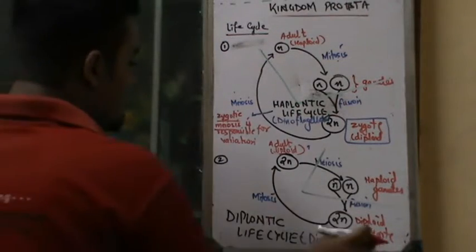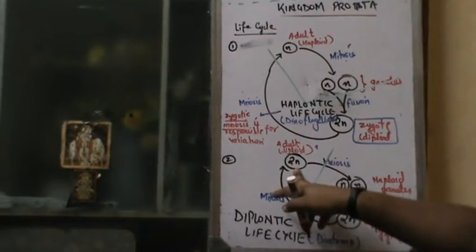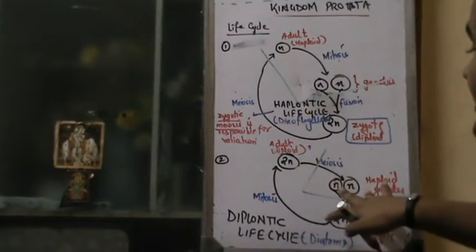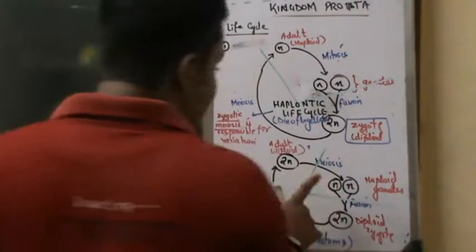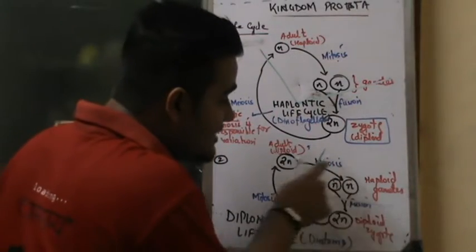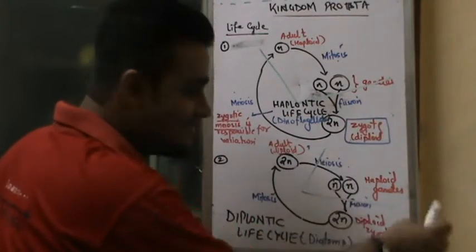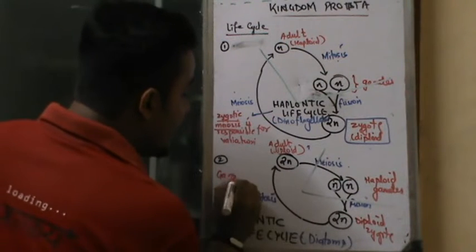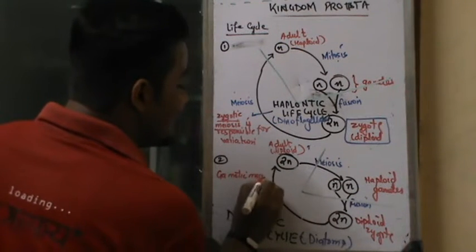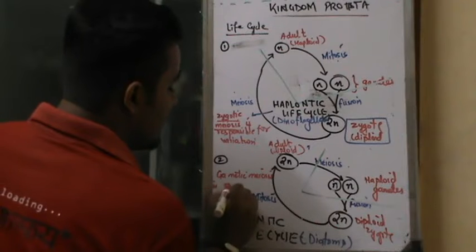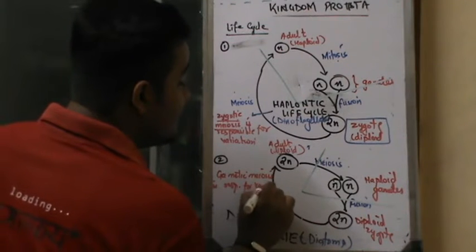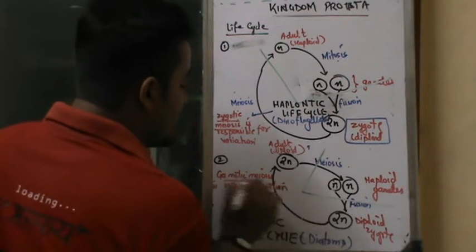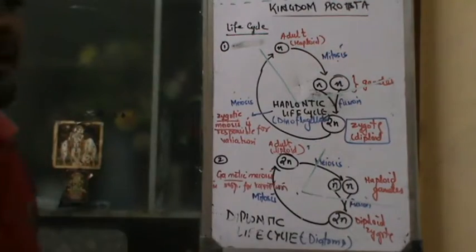Other than this, if I say, here the diploid zygote undergoes mitosis to form the same diploid, so no variation came, but the diploid adult here formed haploid, right? So when the gametes are formed after meiosis, can I say one thing? The gametic meiosis in the Diplontic life cycle is responsible for variations. It's again an NCERT example, a very important point that you have to remember.